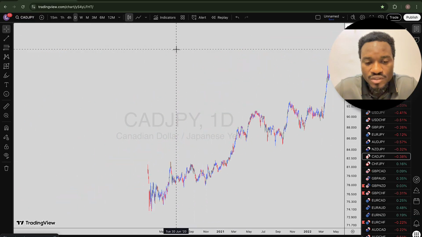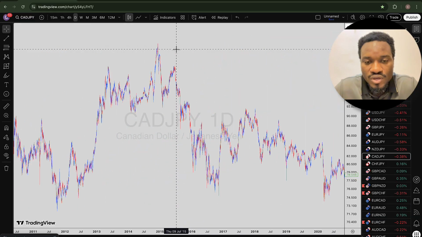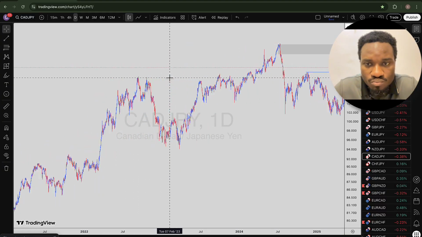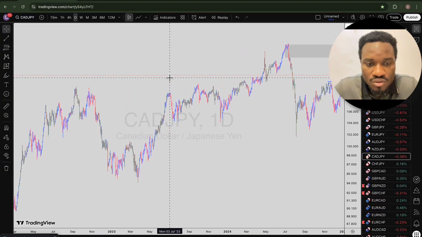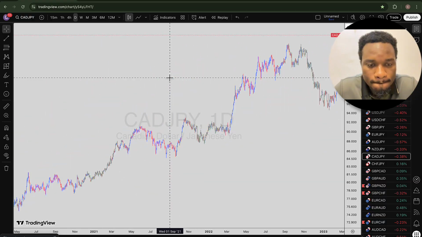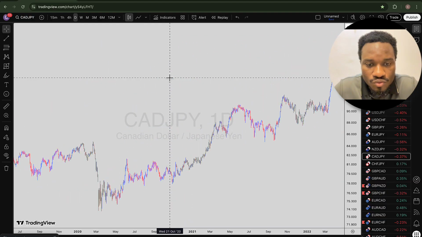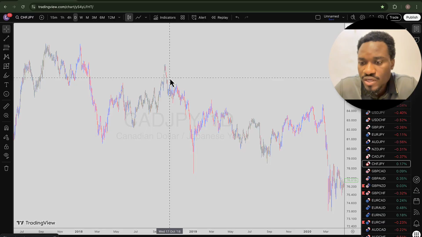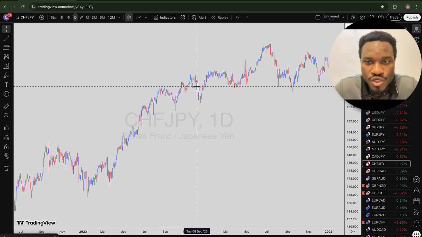Let's check the day chart. If we can find, okay, I think we can't find that. That is gone. Let's move to another currency pair again. Okay, all right, so let's check another example on Swiss yen.